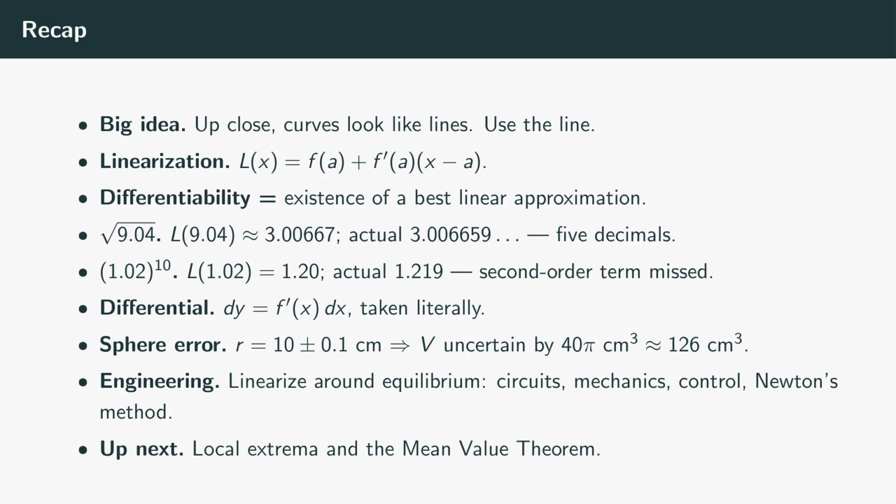Next time, local extrema and the mean value theorem. We use the derivative to find peaks and valleys, and we meet the theorem that ties average rate to instantaneous rate, the workhorse result that justifies a surprising fraction of everything that follows. See you in episode 11.